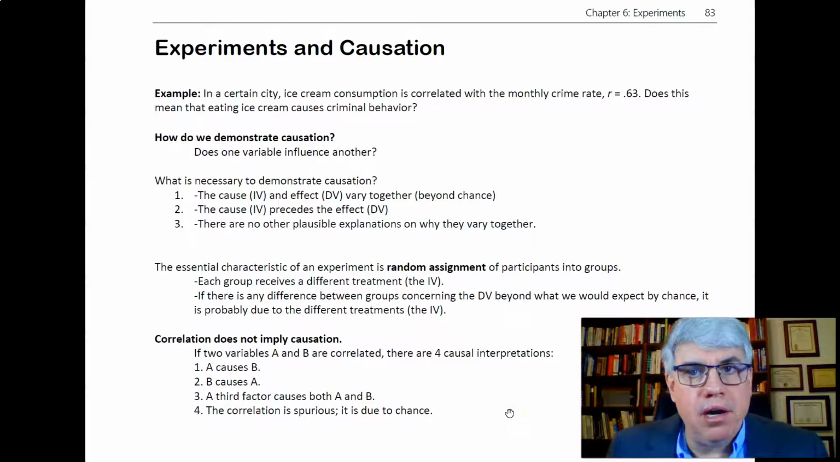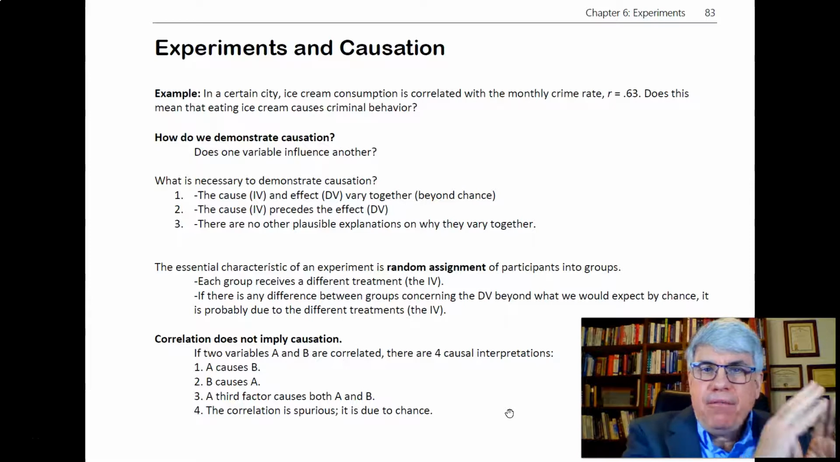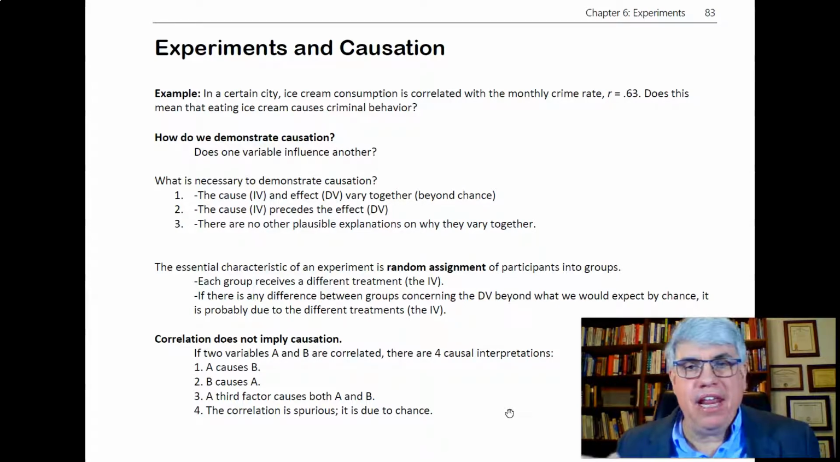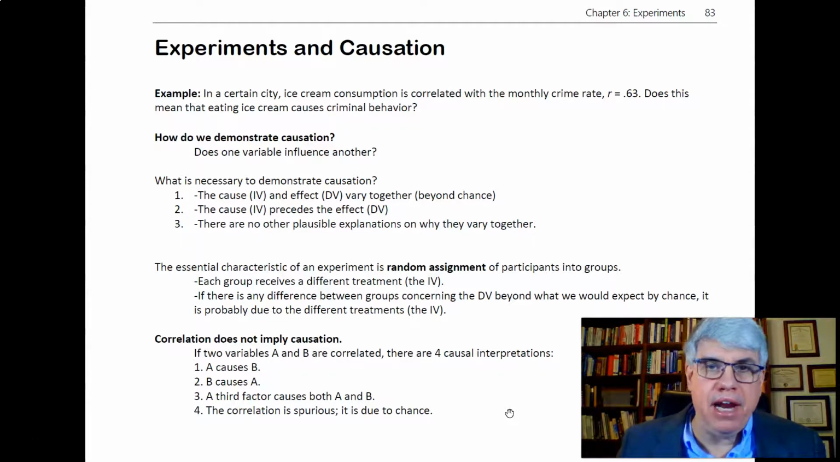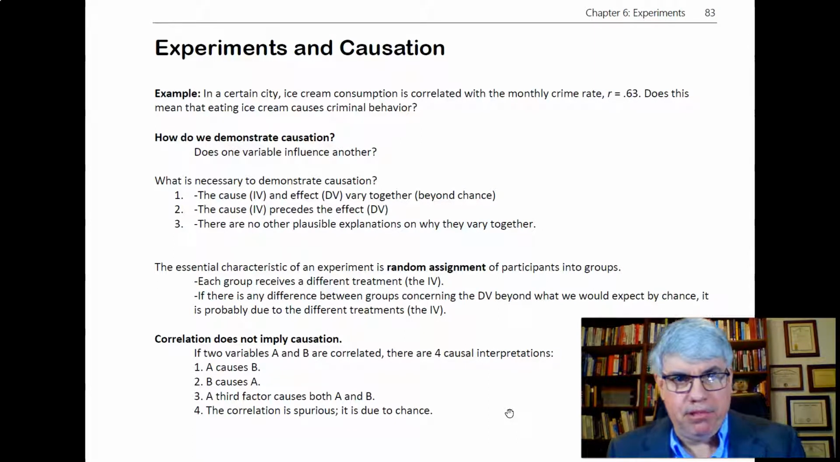Let's look at experiments and causation in organizational psychology. We want to know under what conditions can we say that one thing causes another, that A causes B when we measure A and B. Let's start off by looking at an example.